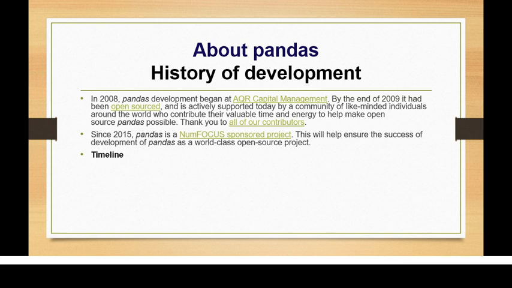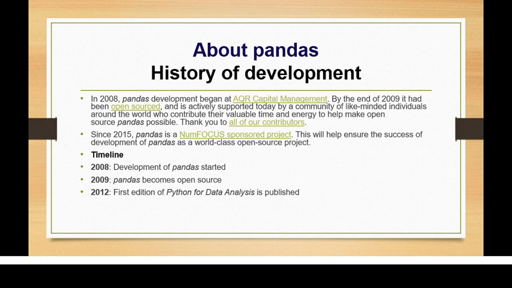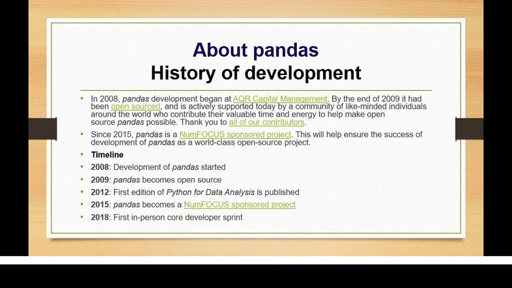Let's look at the timeline of Pandas. In 2008, development of Pandas started. In 2009, Pandas became open source. In 2012, the first edition of Python for Data Analysis was published. In 2015, Pandas became a NumFOCUS sponsored project. In 2018, the first in-person co-development developer sprint.